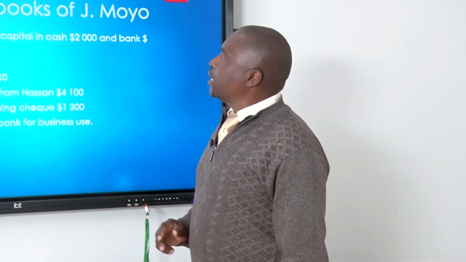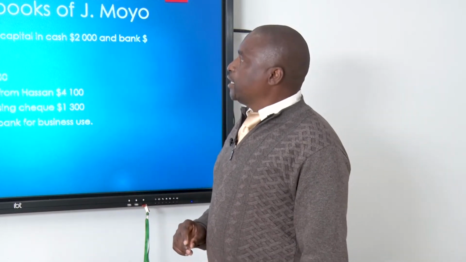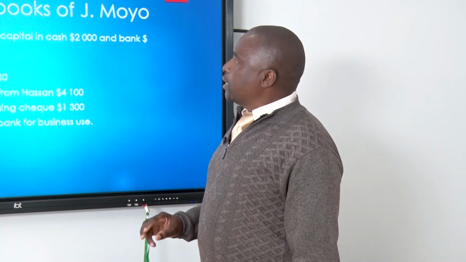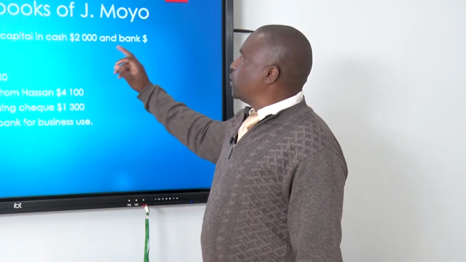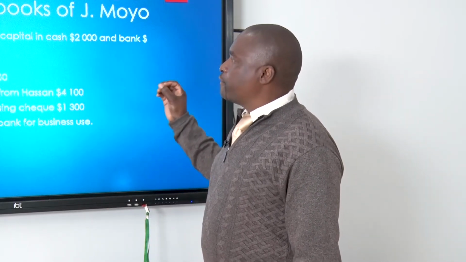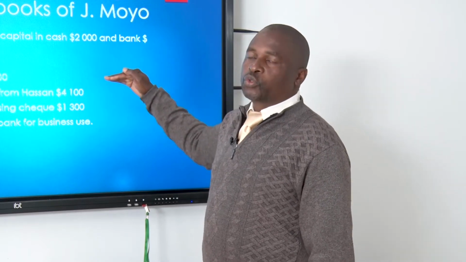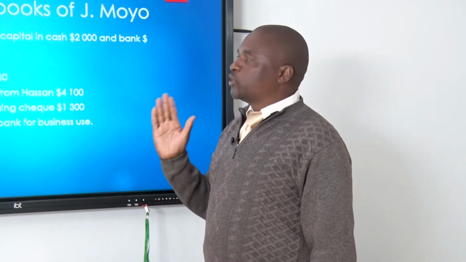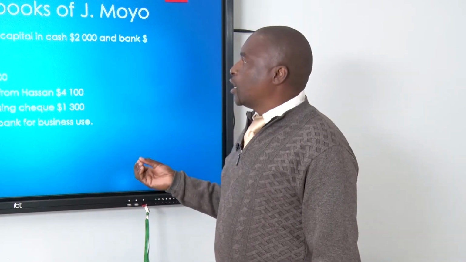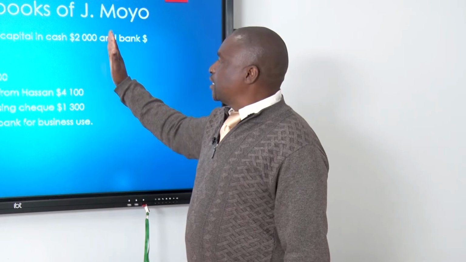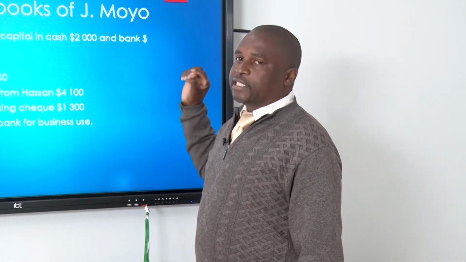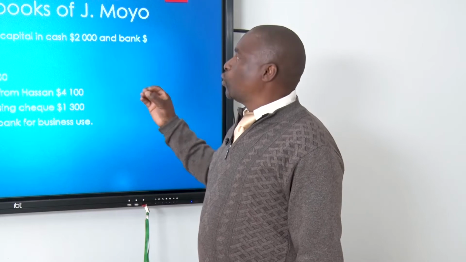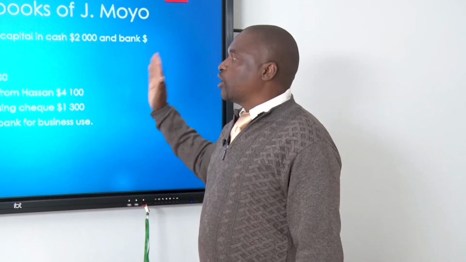Let's see the illustration. Right, we have this illustration. Started business with capital in cash 2,000 and bank 5,000. This is the money that is used to start a business. So there is cash and bank. So with the double column cash book, a separation is made. There is a distinction between cash and bank. Right? This is the amount that started. So you will see, as we make these entries into the double column cash book, how we are going to distinguish cash from bank.